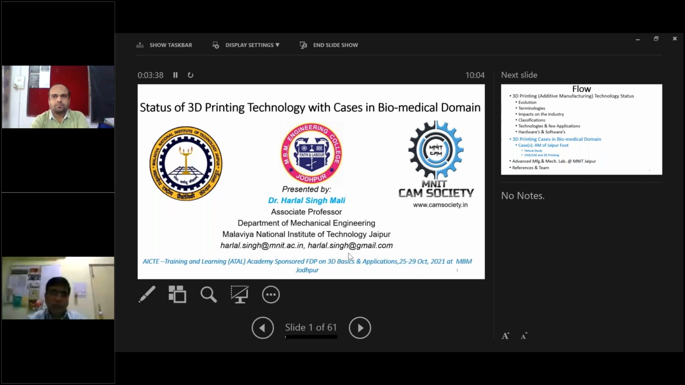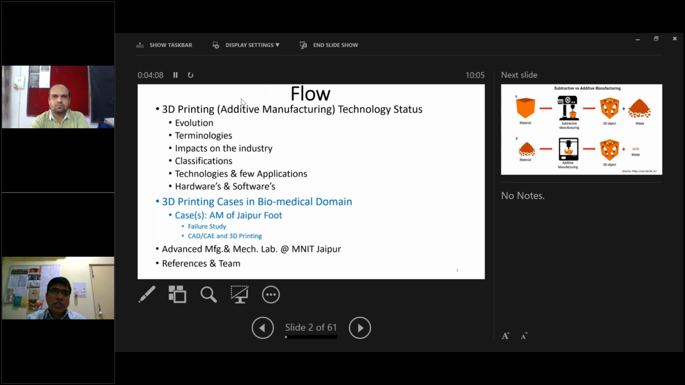When I saw the title of the FDP, 3D printing basics and applications, I thought, since I'm given an entry-level topic in the first 2 days, let me talk about the basics, the fundamentals of this very important technology, additive manufacturing or printing, whatever we are saying these days, with some biomedical domain cases. We'll be following this flow in the next 1.5 hours.